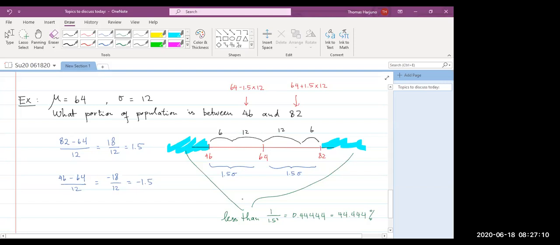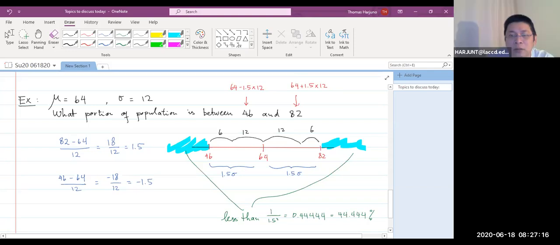Real quick, Professor. Where'd you get the 6 from? This 6 here? Well, I try to build up that 82. So when I add 12, I get 76. And to reach 82, I need to add another 6. Yeah, I think it's better for us to just use this formula.